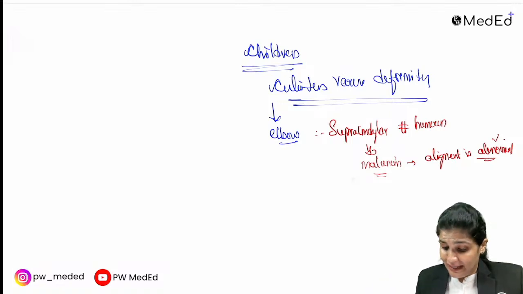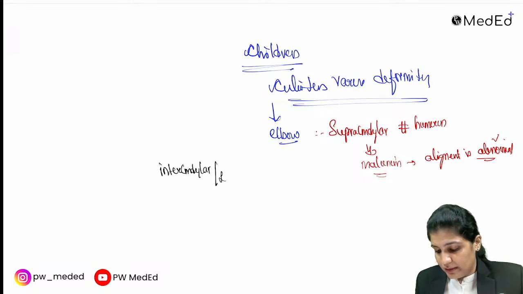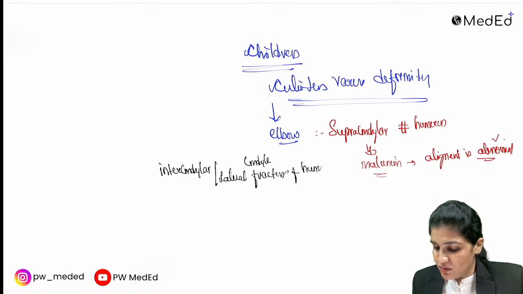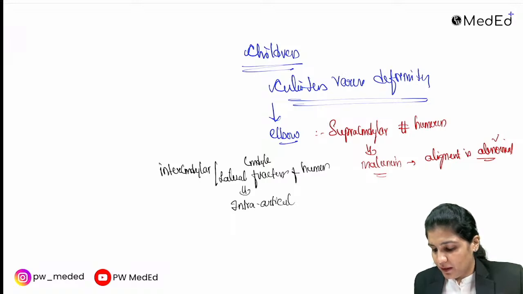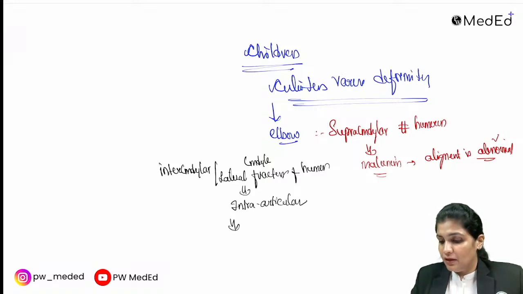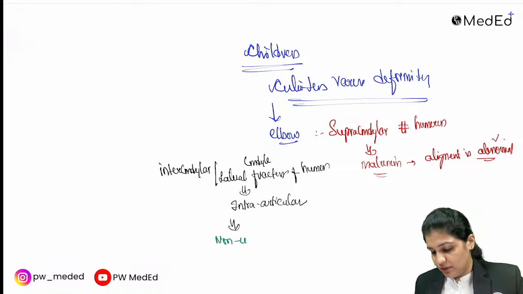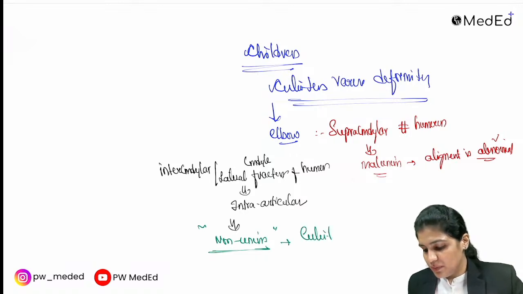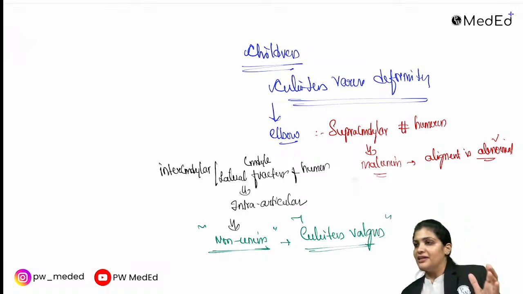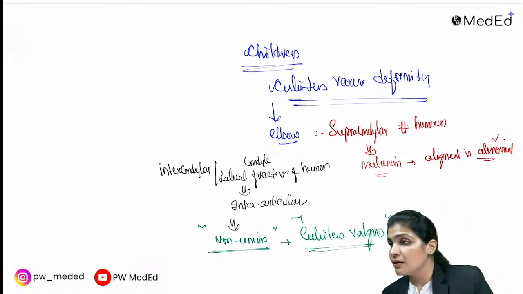To the contrary, there is the lateral condyle fracture of the humerus. In this lateral condyle fracture, because this is an intra-articular fracture, the problem here will be non-union. There will be a non-union of the fracture, and this will result in cubitus valgus. And what is that important complication you see in cubitus valgus?